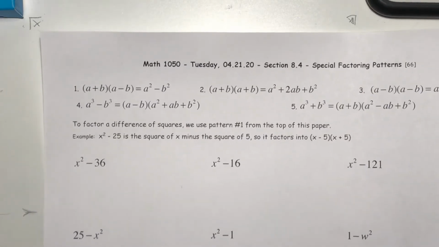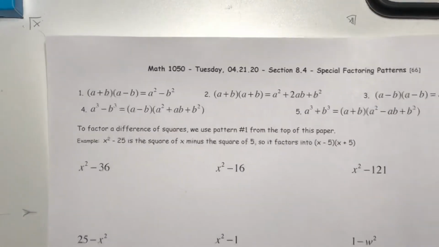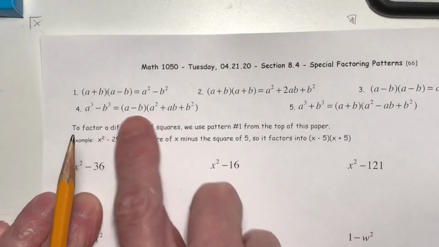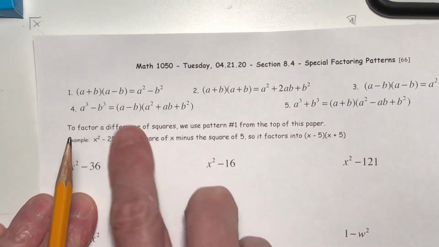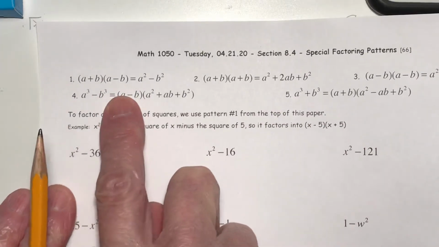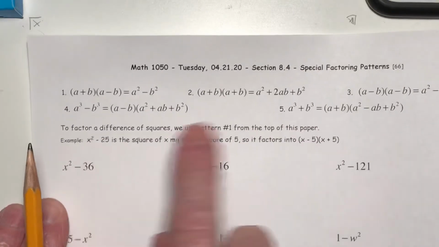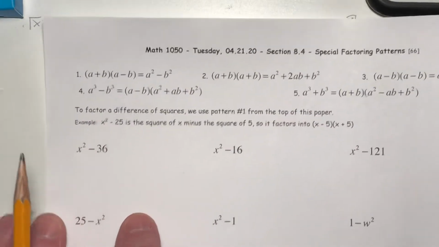This is lesson number 66, page 1. At the top of the page, you see these 5 different factoring patterns. We've talked about this one a little bit, and a tiny bit about 2 and 3. 4 and 5 are brand new for today.